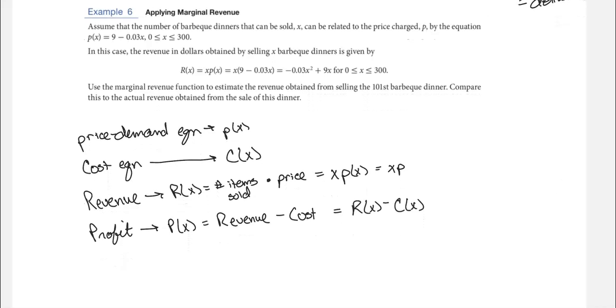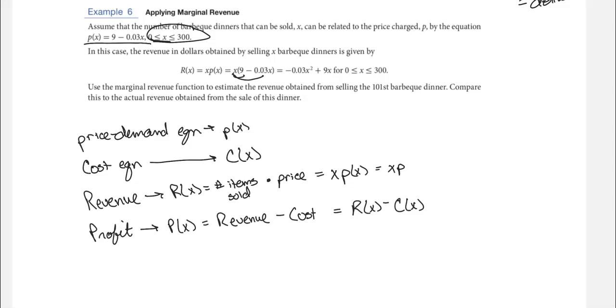So let's look at how we would find marginal revenue in this example. So we have a price demand equation. So it's 9 minus 0.03x, and this equation is good when x is between 0 and 300. They found the marginal revenue for us, which was very nice. They didn't have to do that. It's x times p of x. It's the number of items we sell times the price. So the number of items we sell would be x. The price would be 9 minus 0.03x. So we're going to end up with this quadratic when we distribute that x. And that revenue equation is going to be good for that same domain here.